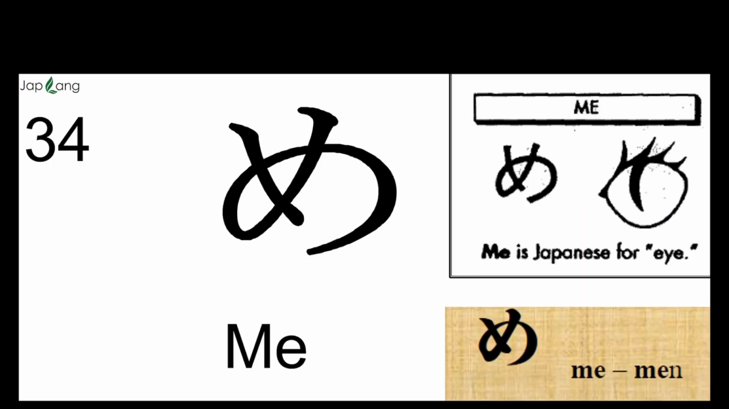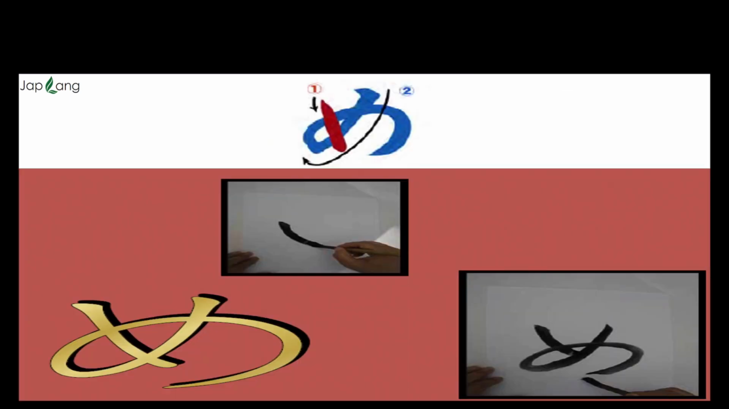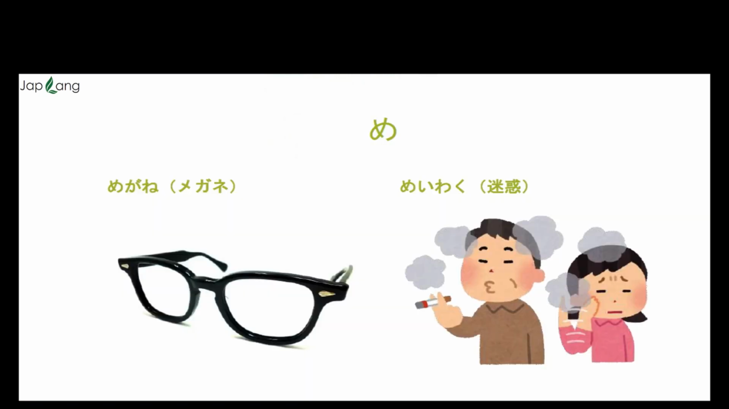Next character is Me. Me is Japanese for eye. It sounds as men. It has only 2 strokes, red and blue. Please pause the video. Me as in Megane, your spectacles. Or Meiwaku, when you bother someone and they are having some issues by your action, that's called Meiwaku, troublesome.